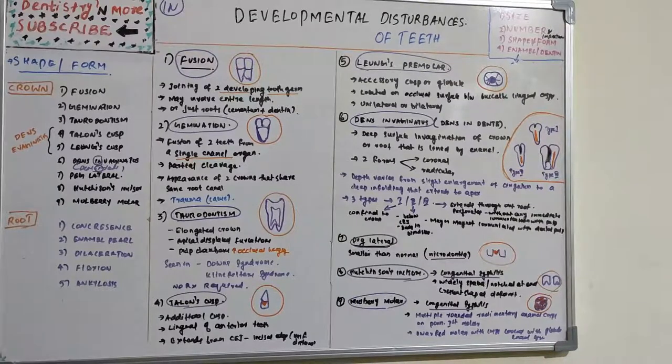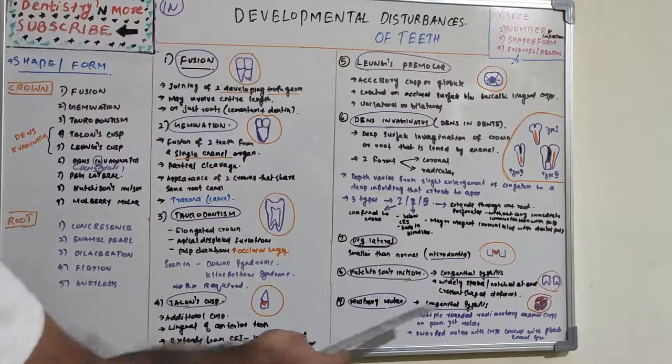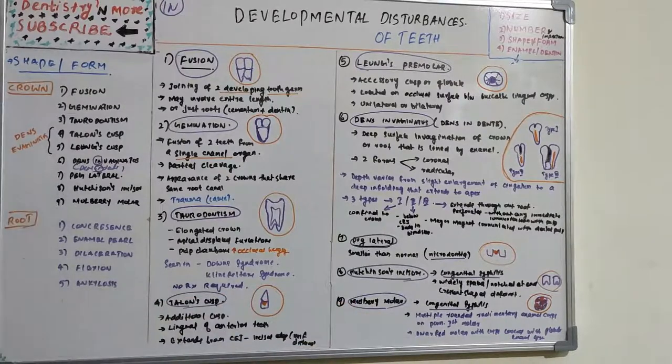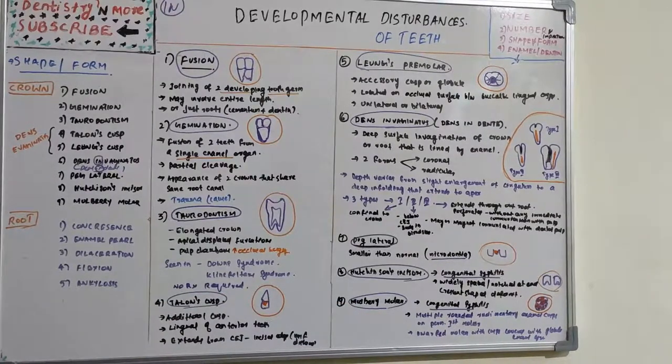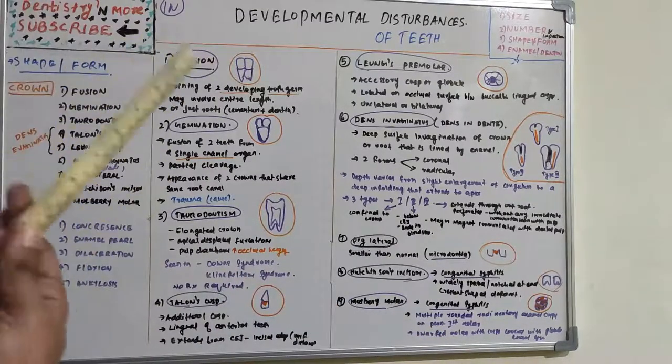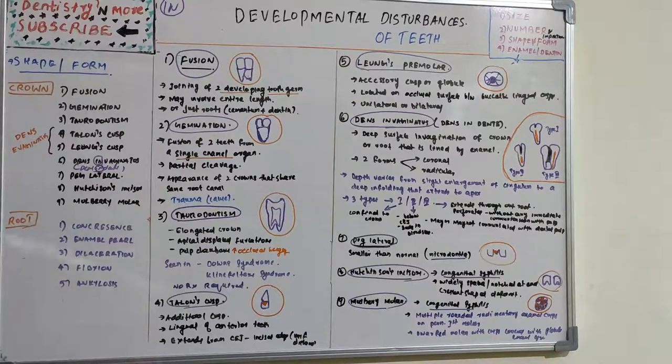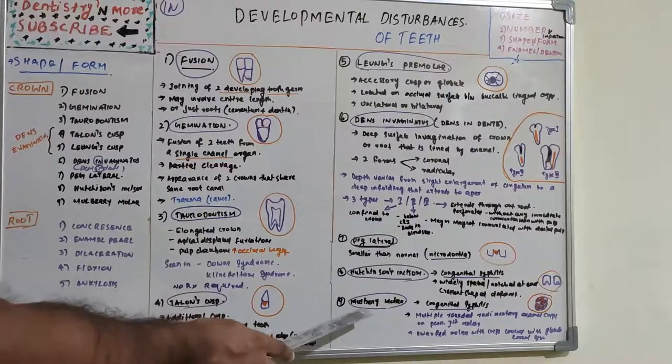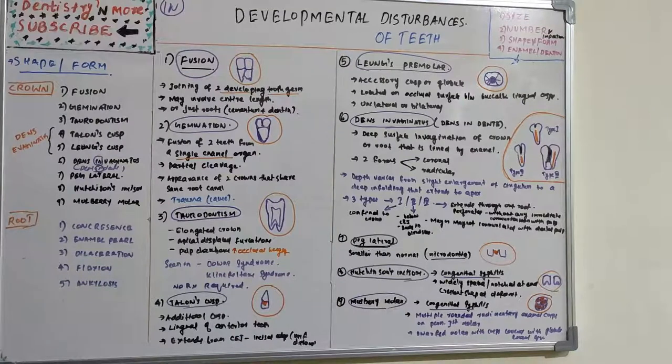Now we have mulberry molar, which is also a condition seen in congenital syphilis. In mulberry molars, there will be multiple rounded rudimentary enamel cusps seen on the permanent first molars. These molars, with cusps covered with lots of globules or enamel projections, give a mulberry appearance. So these two conditions, Hutchison's incisors and mulberry molars, are associated with congenital syphilis.